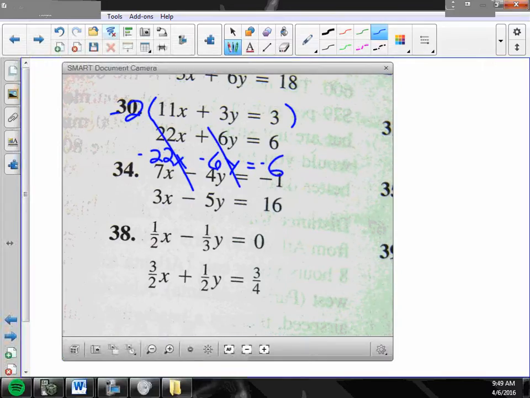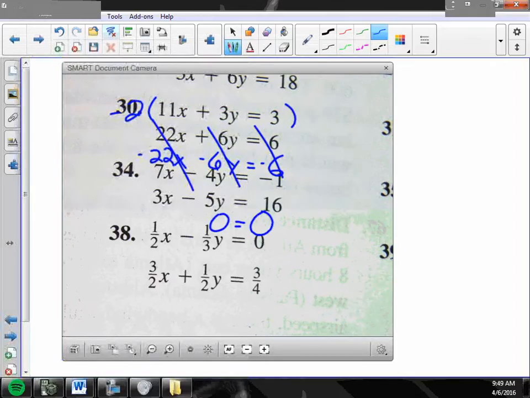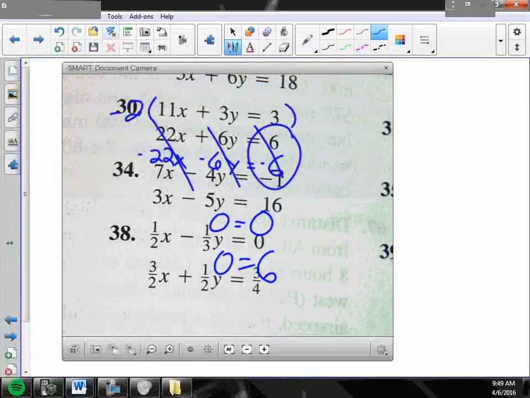And it turns out in this case, everything cancels. And we get 0 equals 0, which is infinite solutions. What if everything cancels except the constant? We would get something like 0 equals 6, and that would be no solutions. All right.